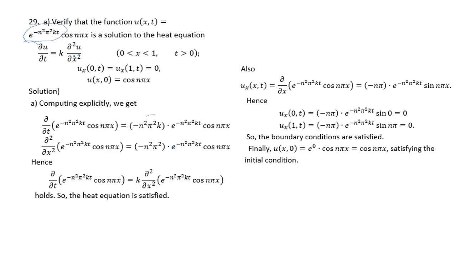Now what about the boundaries? Well, if you differentiate once by x, cosine differentiates to sine, right? Then sine of 0 is 0 and sine of n pi is 0, therefore the boundary conditions are met. And then finally, when you plug in 0 into t, e to the 0 is nothing, and you get cosine n pi x, therefore that's the solution. So this was a very simple question. All you had to do was to know how to differentiate and plug in values to a function. That's all you had to know in order to solve this.